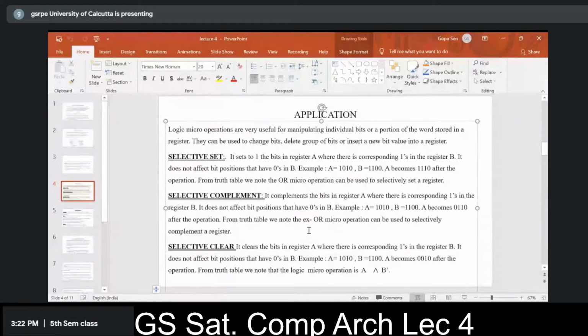Next one is selective clear. From the name again it is clear that it will clear the bits of A to 0, whatever may be their initial value, corresponding to the bit values of B which is equal to 1. But bit values of B which is equal to 0 will not change the content of A register. We again remember that you want to change the content of the register A and B will be taken as a reference. Accordingly, you will have to choose the bit values of B.